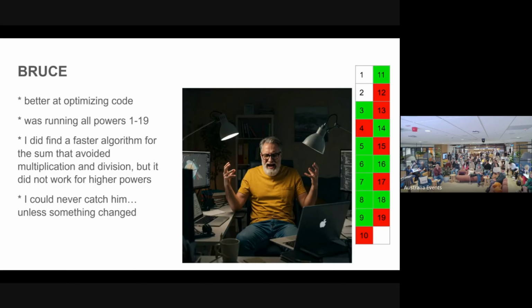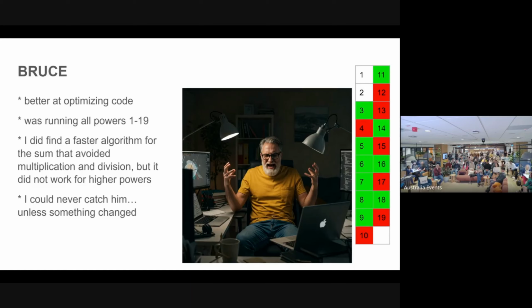So I emailed Bruce and I found out that he was better at optimizing the code than me. He was running all the powers from 1 to 19 on these computers he's got. I did find a faster algorithm for just doing the sum, the first power, which avoided all multiplication and division. But it didn't work for any of the other higher powers. So I could never catch him.